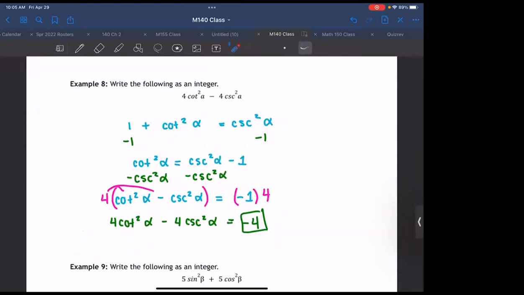Do you guys feel confident on trying example 9? Yes. All right, I'll give you a few seconds to do this one. It's a little bit easier than example 8. And we'll come back in a little bit. Come back to the front here.